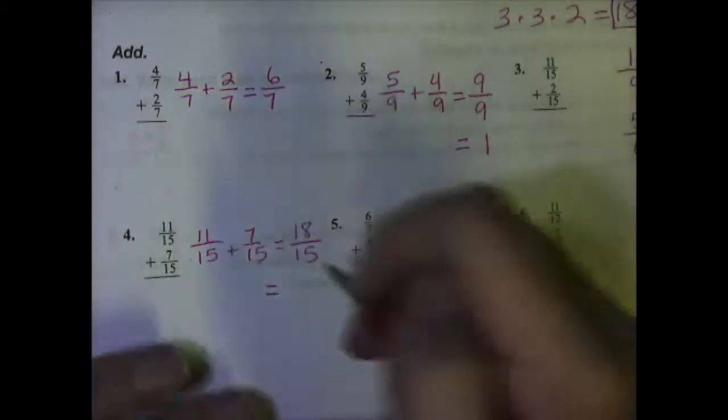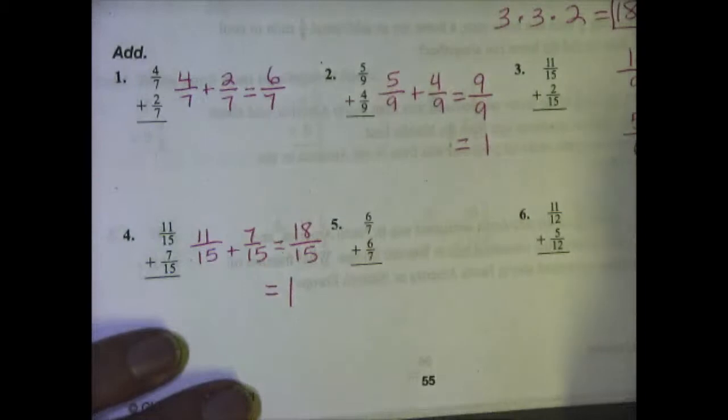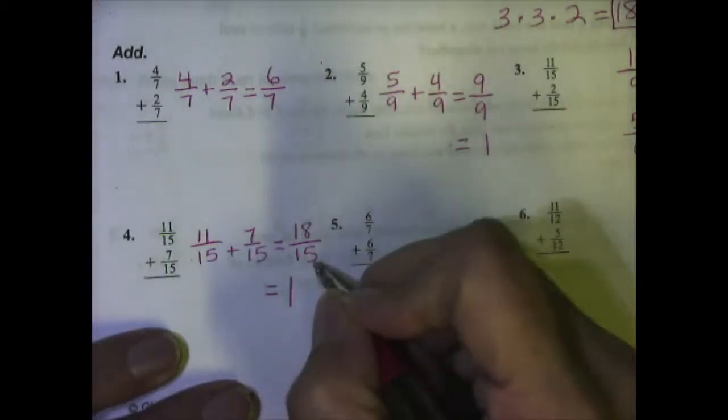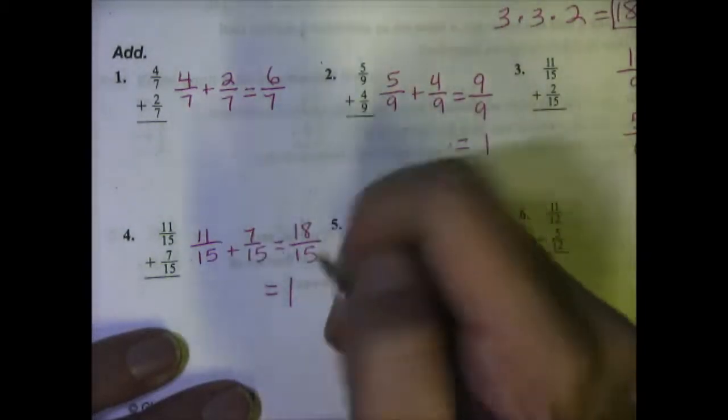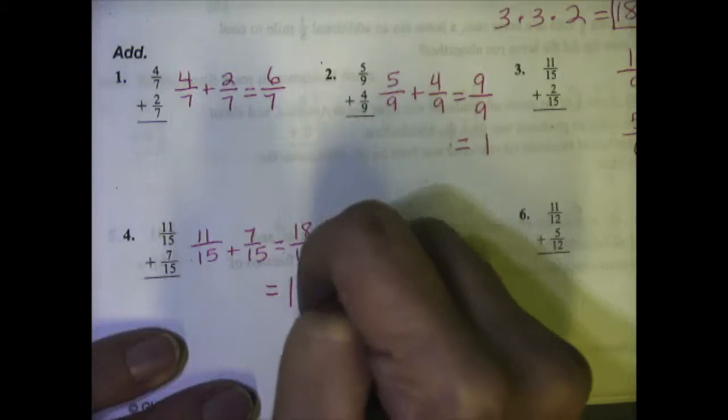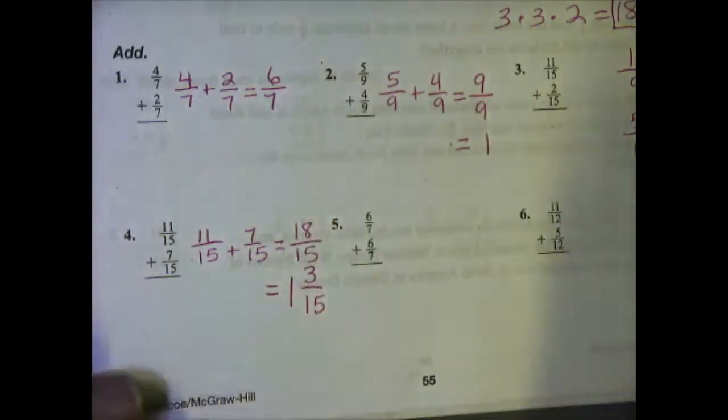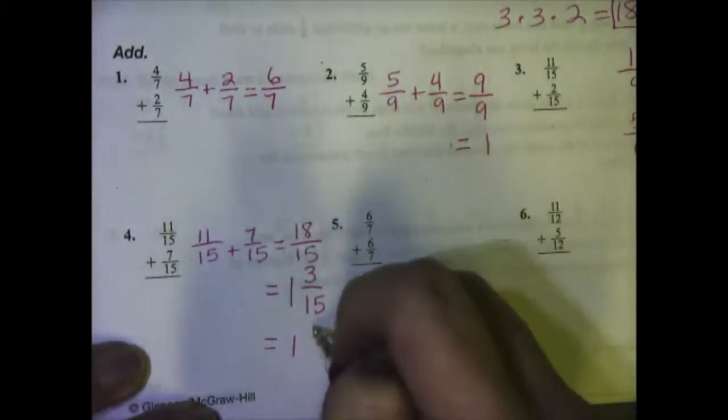by division. So 15 goes into 18 one time. 15 times 1 is 15. 18 minus 15 is 3, so it has a remainder of 3 over 15. And that can simplify down to 1 1/5.